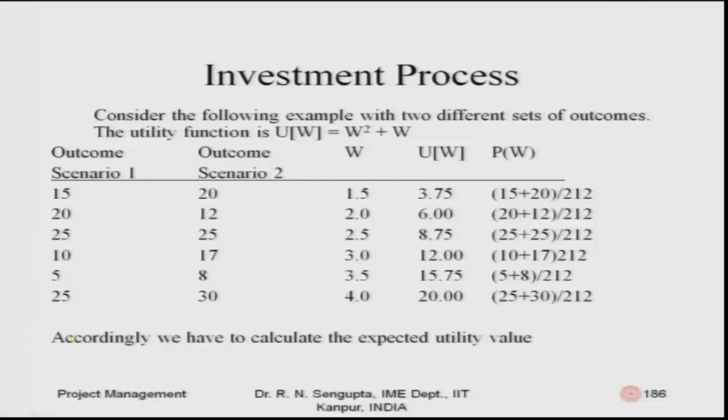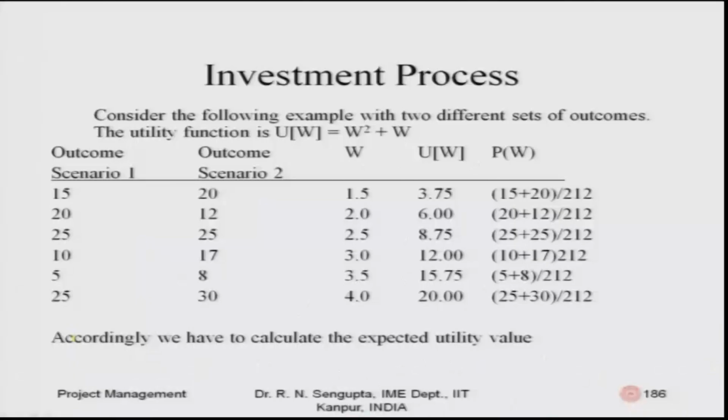Consider the following with two different sets of outcomes, again coming back to similar types of problems which we started with for discussing utility functions. So, scenarios are given, outcomes for scenario 1 are 15, 20, 25, 10, 5, and for the next one again the scenarios are 20 till the last one is 30. Now, what we have done here is that we have again taken wealth, the same type of problem, just a repetition in order to kickstart our thinking process in a much more positive light. So, W's are given, based on that we find out the utilities, and the probabilities are given.